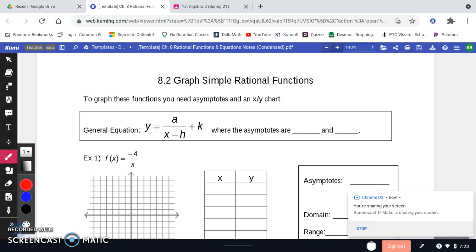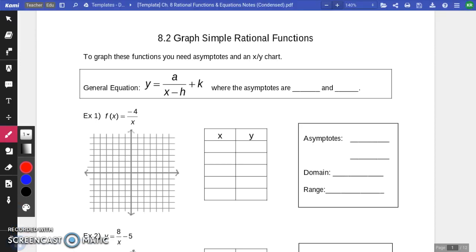Okay, today we're going to talk about graphing hyperbolas. We're going to be studying rational functions. This lesson focuses on hyperbolas, so that's what we will be spending time on. There are two forms of equations that will give you a hyperbola. So this is the first one.